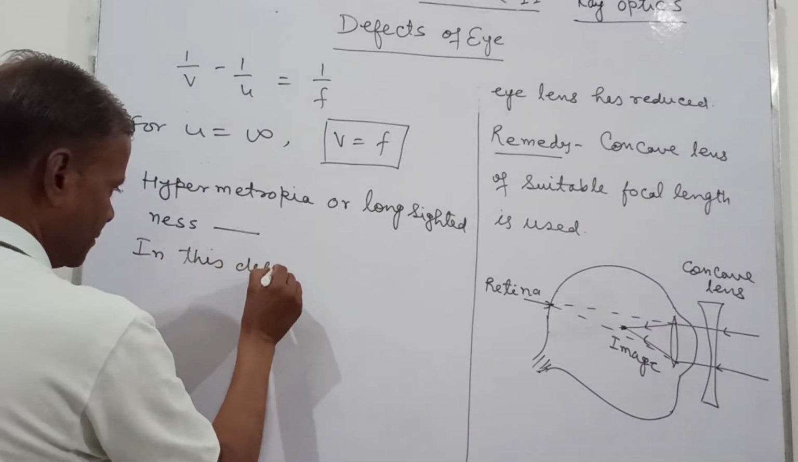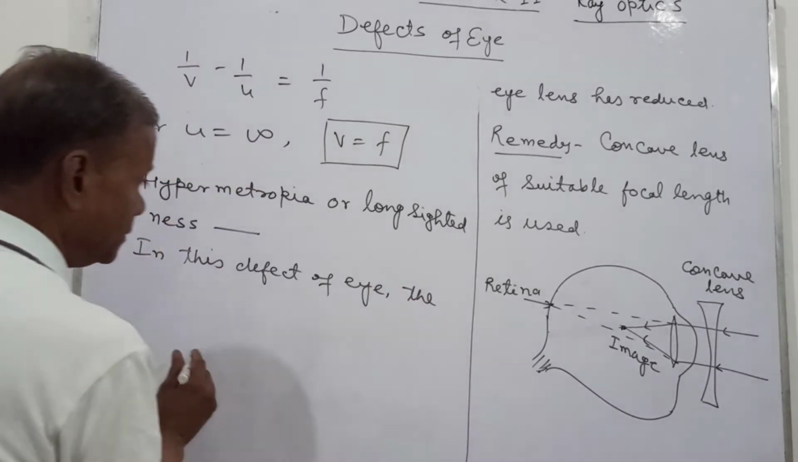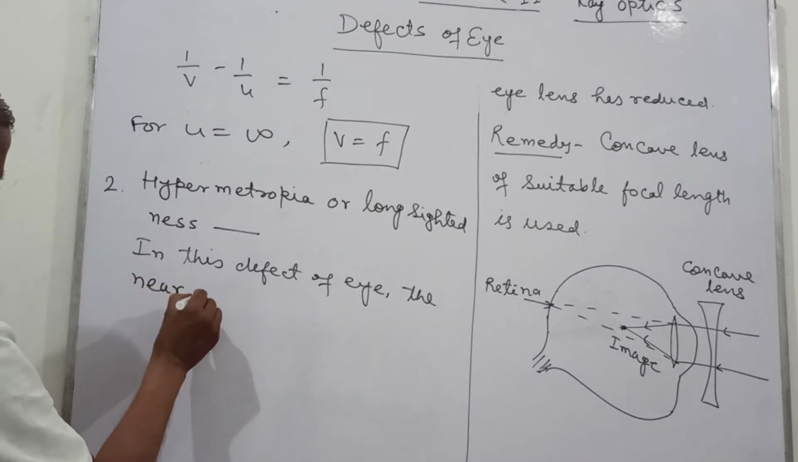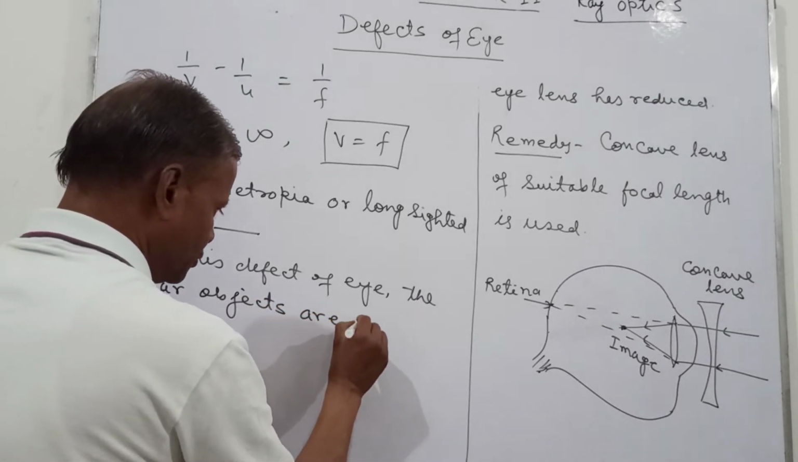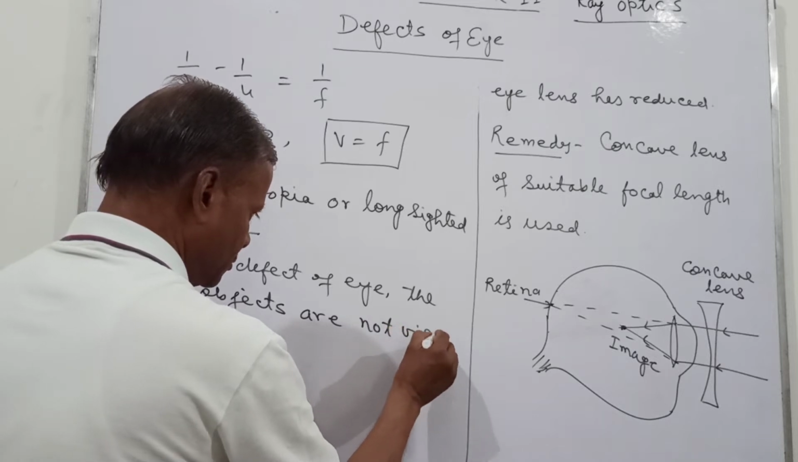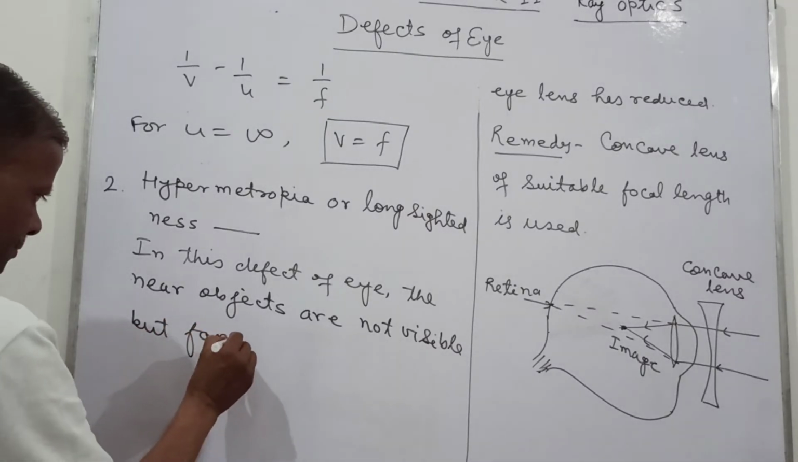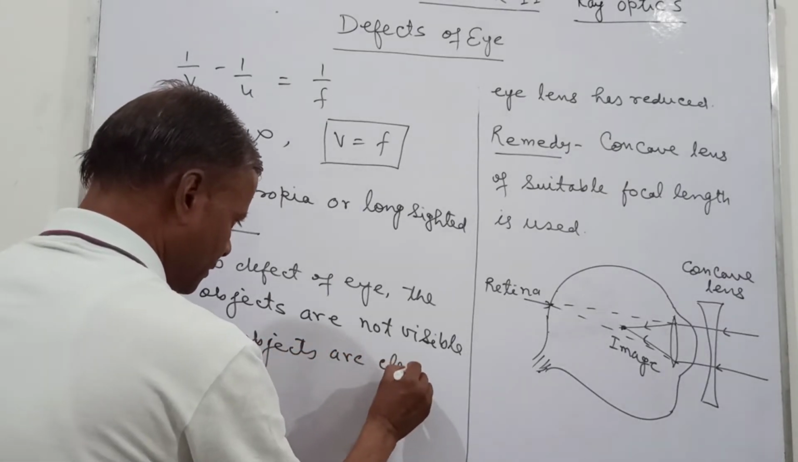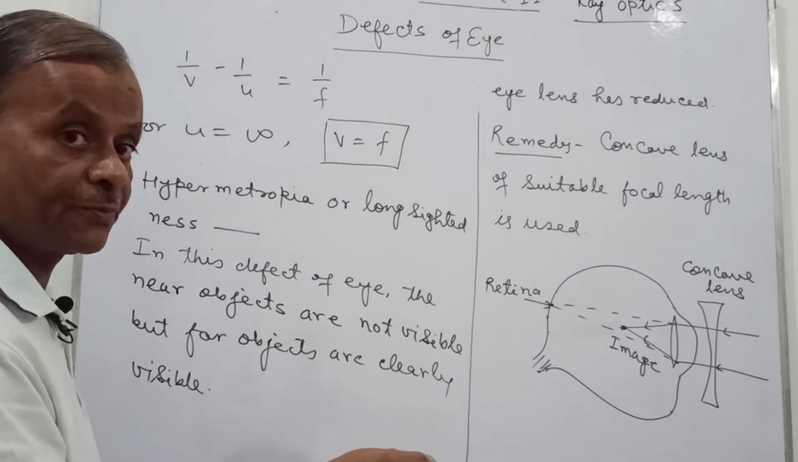In this defect of the eye, the near objects are not visible, but far objects are clearly visible. तो इसमें होता क्या है कि दैट द इमेज इज फॉर्म्ड जस्ट बिहाइंड द रेटिना.